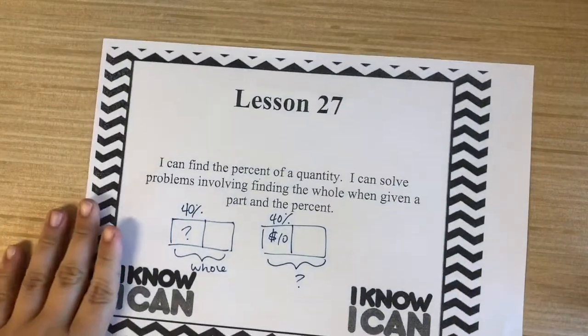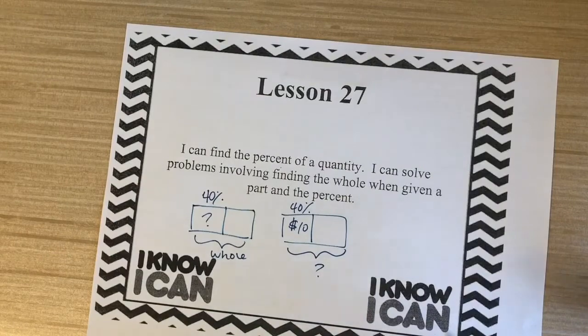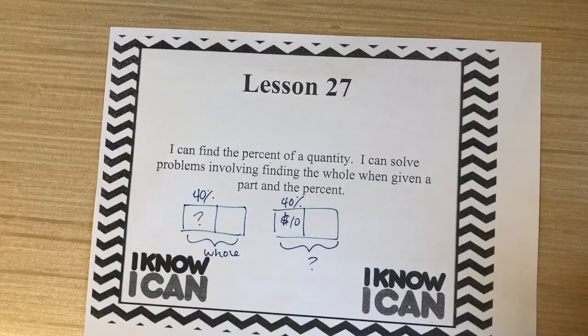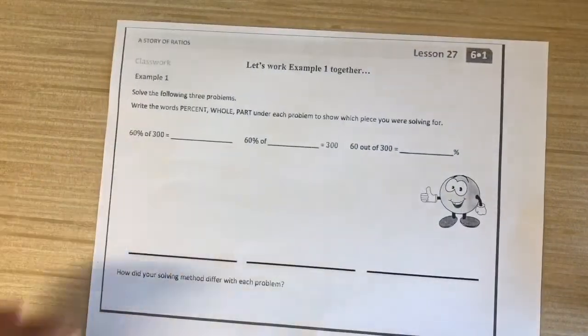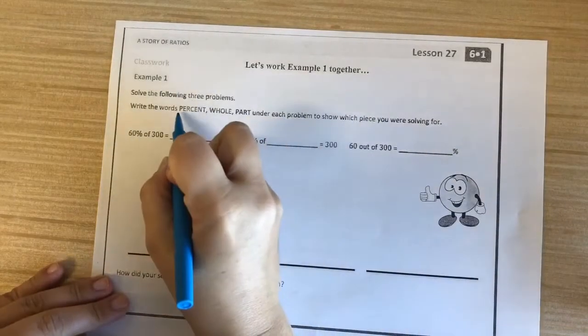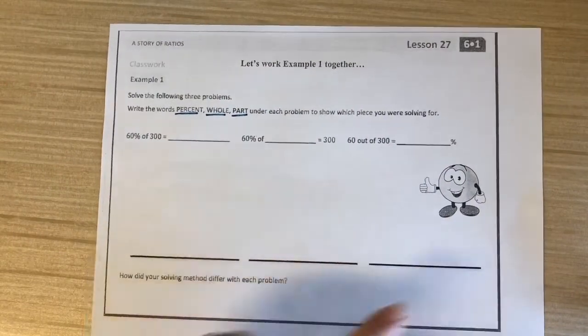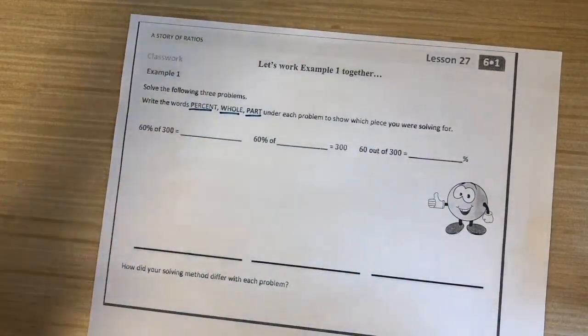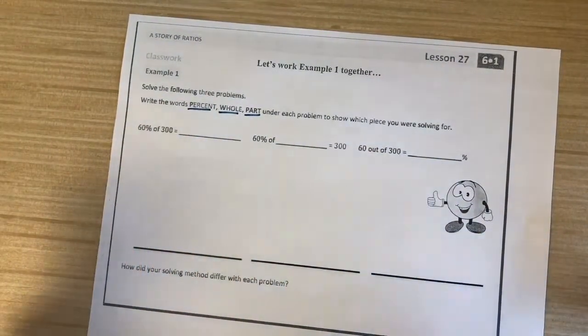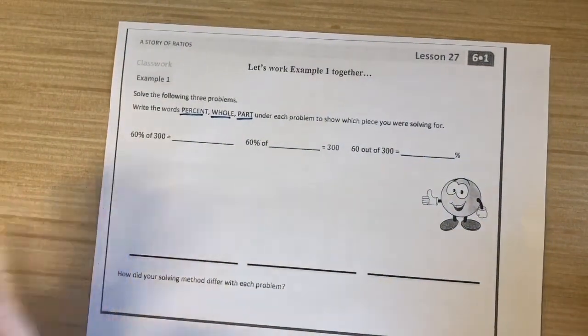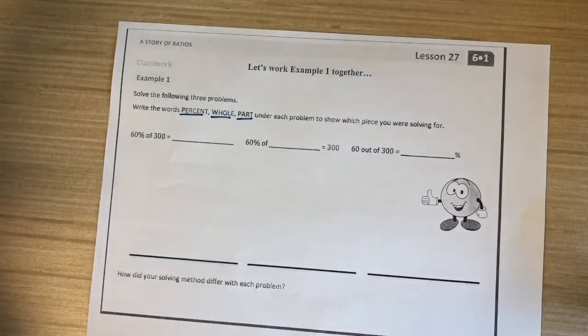So we're going to be building and really understanding in this lesson which of these things I'm finding. Am I looking for the part? Am I looking for the whole? So we're going to dive a little deeper into what to look for in order to determine that. So let's get started. Example 1, solve the following 3 problems. Write the words percent, whole, or part under each problem, to show what piece you were solving for. If you notice, these 3 problems look very similar, but they're asking for 3 different things. So let's try to figure out what kind of key information is going to tell us what we're solving for.